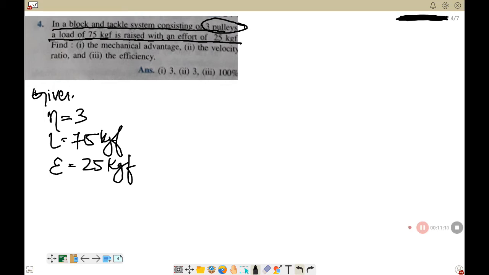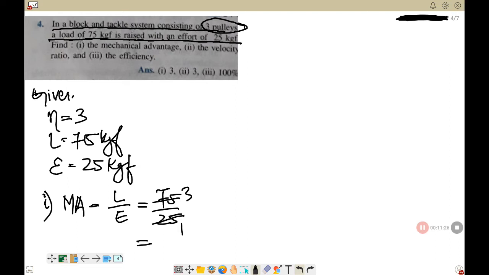Yes, so now number one, what do you need to find? Number one, you need to find mechanical advantage. You know, mechanical advantage is load by effort. Load is how much? 75 by 25, the effort is 25. So 25 ones are 25, 25 threes are 75. So you get mechanical advantage as 3. All right. Yes. Number 2. In a block and tackle system, velocity ratio is equal to number of pulleys, that is n. Okay. So number of pulleys n is 3. So velocity ratio will directly be 3.